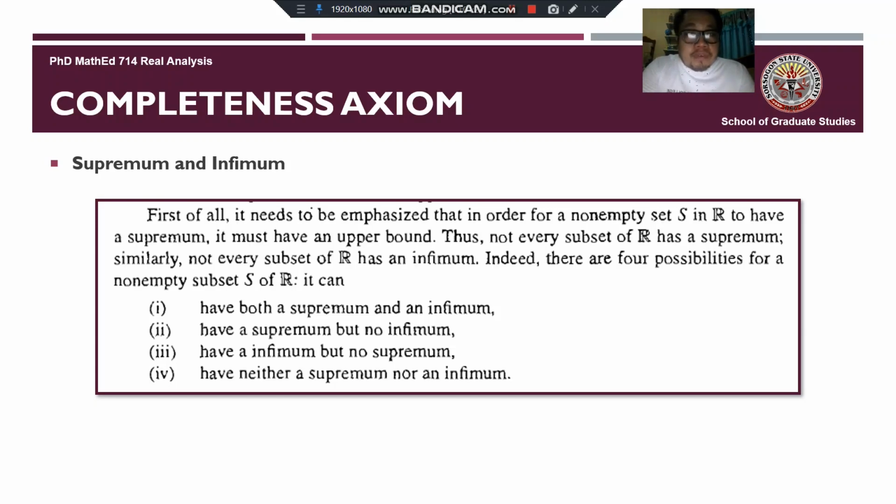Now, indeed, there are four possibilities for a non-empty subset S of R. From the examples we encountered a while ago, we already have some of those possibilities. Number 1, have both a supremum and an infimum. Number 2, have a supremum but no infimum. Number 3, have an infimum but no supremum. Lastly, have neither a supremum nor an infimum.